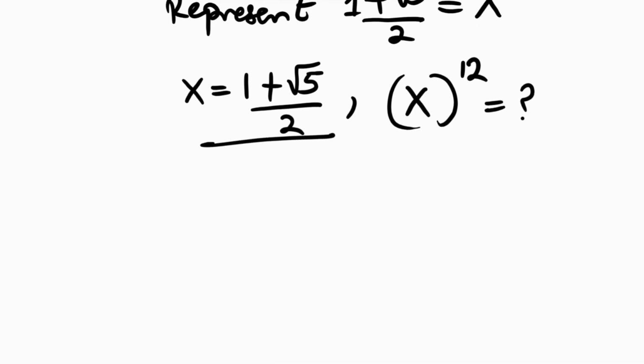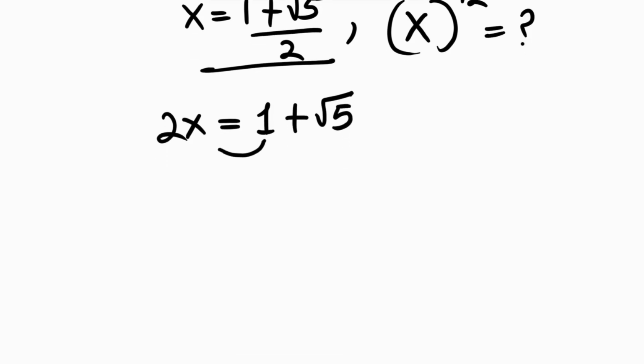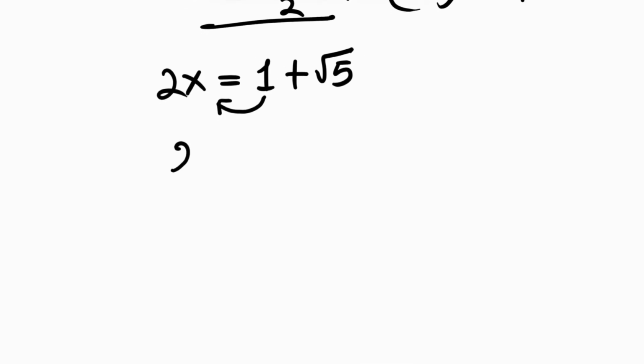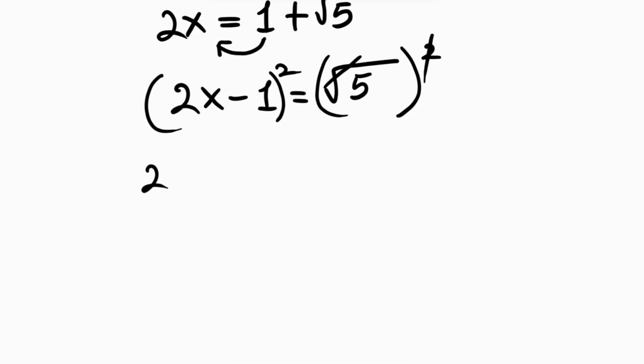So now let's work with this one. If we cross multiply, we have 2x equals 1 plus square root of 5. And if we move 1 over to the left hand side, we have 2x minus 1 equals the square root of 5. So to get rid of the square root, we need to square both sides. So that cancels out, and then we have (2x minus 1) squared equals 5.